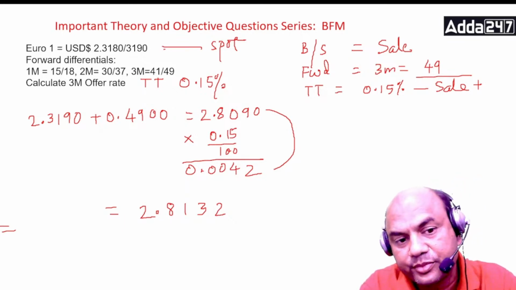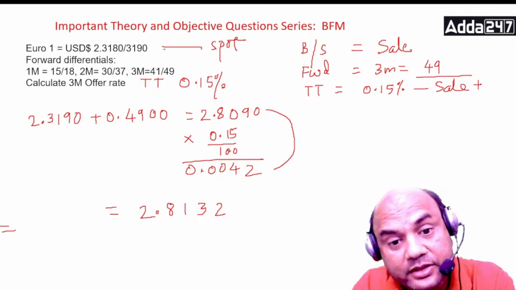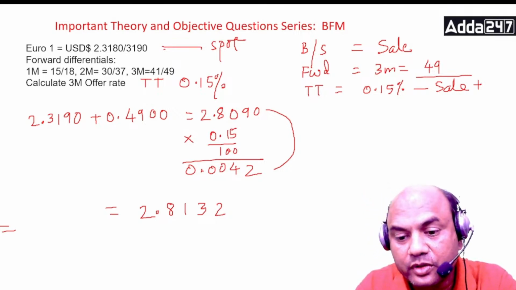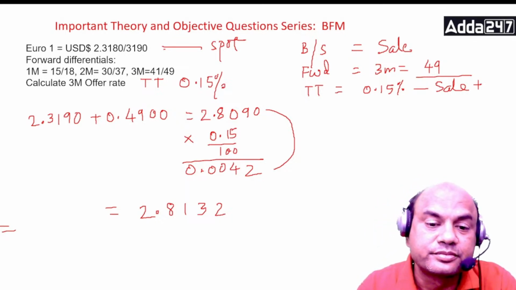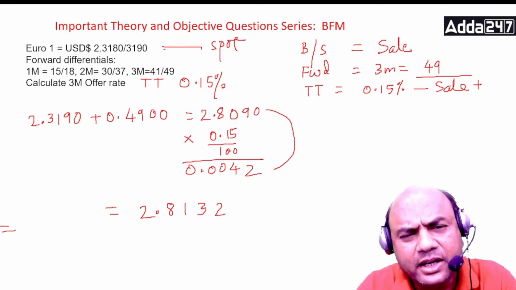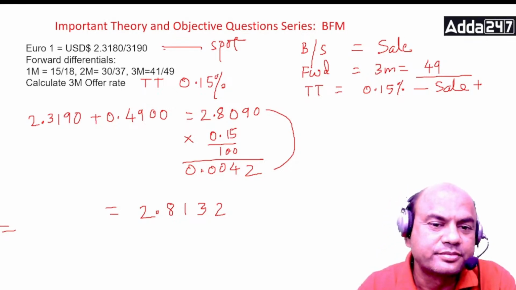2.8132. Got it? This is your offer rate. And this is the final answer. Got it, everyone? This is the way we solve this numerical. Got it? I've solved this many times earlier, some other numericals.